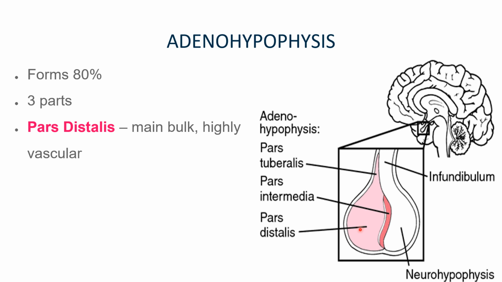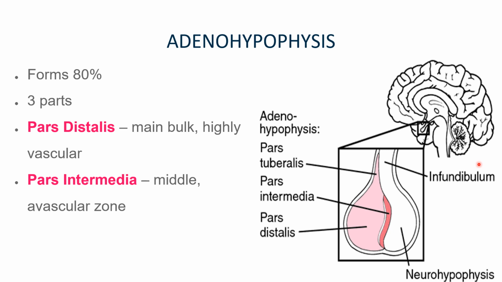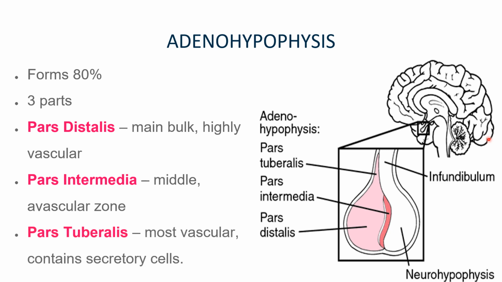It's the main bulk which is highly vascular, and pars intermedia is in the middle, so it is an avascular zone. And then pars tuberalis, here it is the pars tuberalis. This is the most vascular zone and it contains the secretory cells.